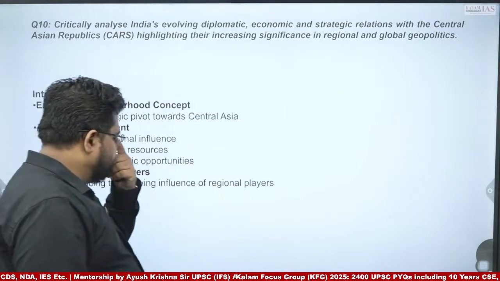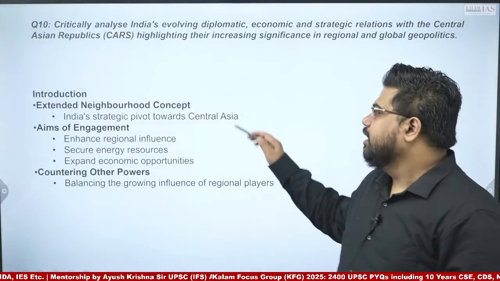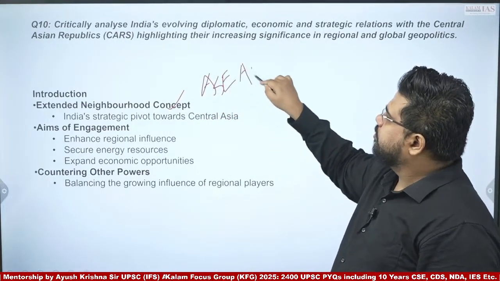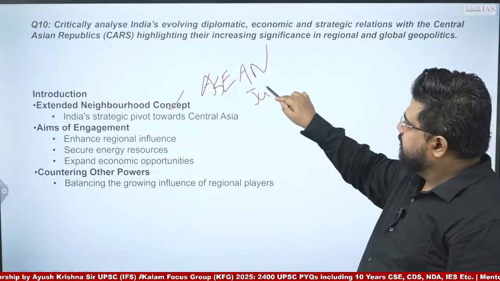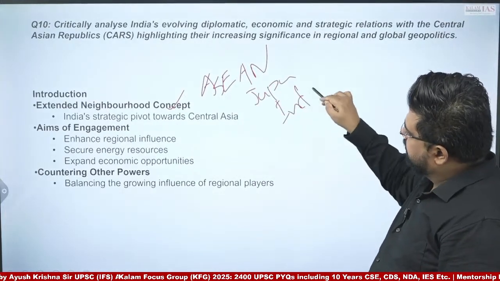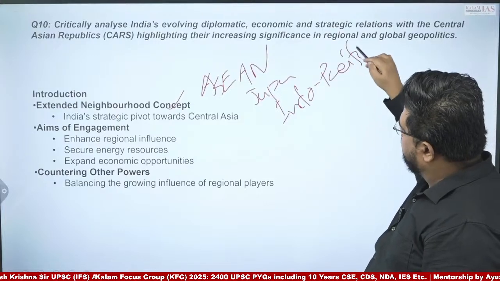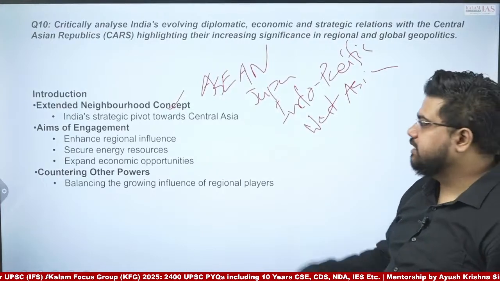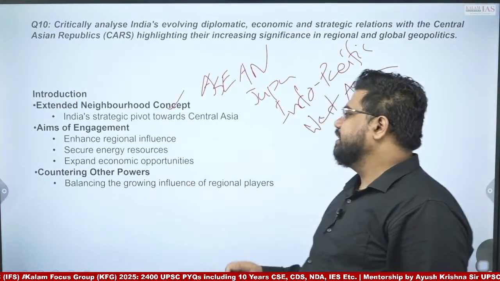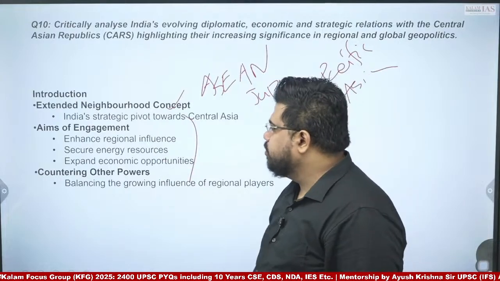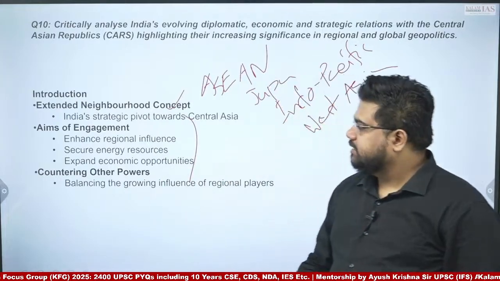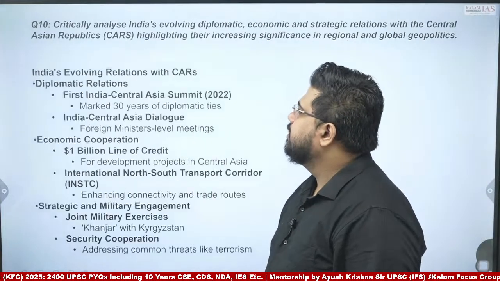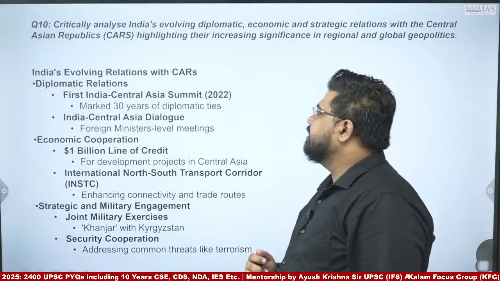So what has been written in the introduction, we have written about India's extended neighborhood concept. You can use this for ASEAN also. You can use this for Japan, Indo-Pacific, West Asia. All these countries you can connect with the concept of extended neighborhood. Aims of engagement: enhance regional influence, energy security, economic opportunities, countering other powers in the region. These all are important aspects related to this. India's evolving relationship with Central Asian republics.